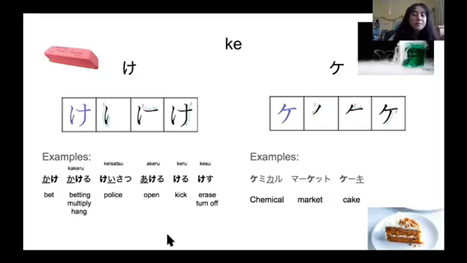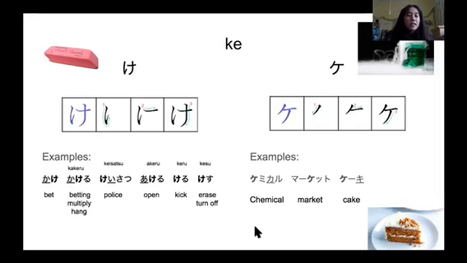Police, keisatsu. And then open, akeru. Kick, keru. And then erase or like turn off lights, kesu. Okay. And then for the katakana for ke, it's kind of like a ku, but instead it has a line on the second stroke.